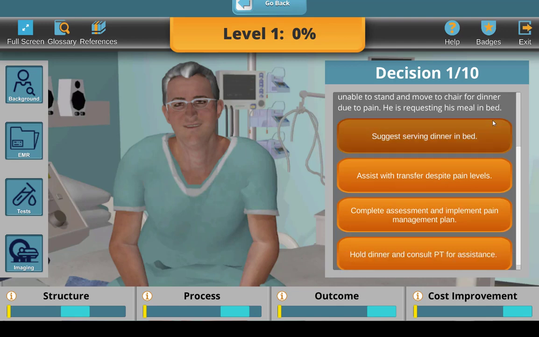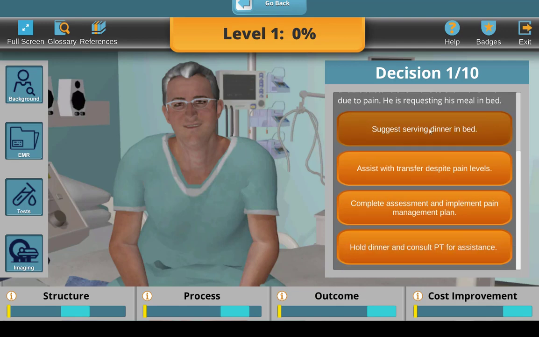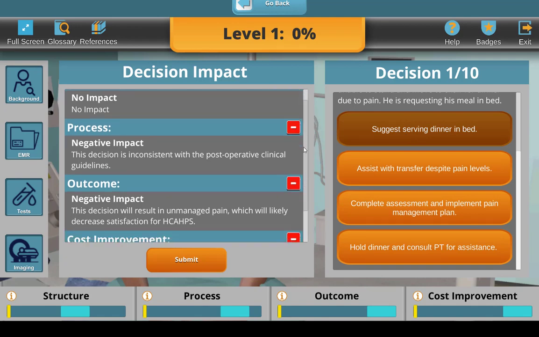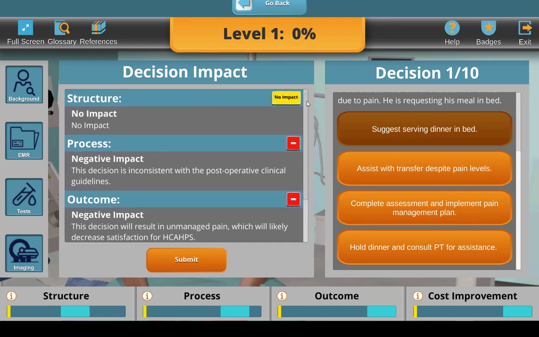So you can see here are the 4 potentially obvious choices that we might have available to us. Do we want to serve him dinner in bed? Do we want to transfer him despite his pain levels? Do we want to do an assessment and implement a pain management plan? Or do we just want to hang tight before we give him dinner and consult with PT? If we click on each of these, the learner is going to discover what impacts, if any, that would have.